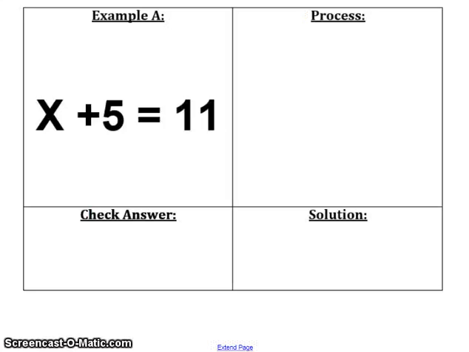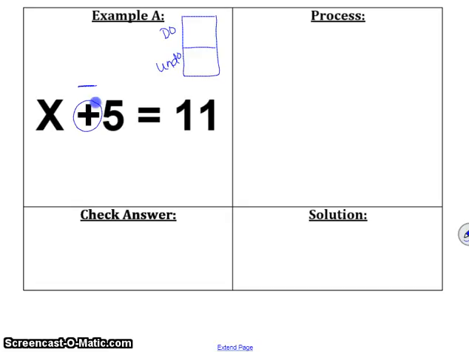You're going to need your example page out. It's that half sheet that's inside of your notebook, and you're going to want to be on example A. Example A says x plus 5 is equal to 11. So I want to do the inverse operation, or the opposite operation. Well, the opposite of addition would be subtraction. Okay, so I want to do a do and undo box for this. So you're going to label do and you're going to label undo.